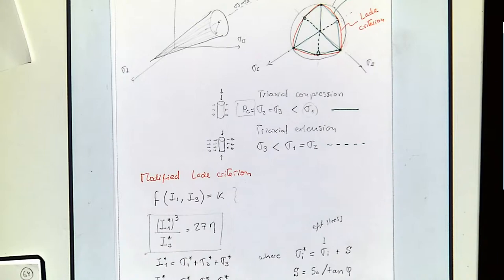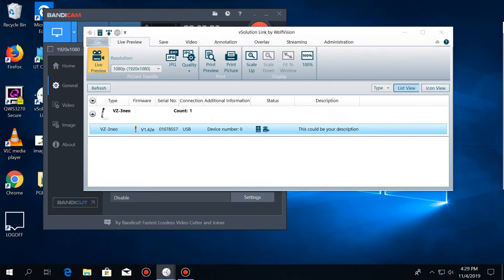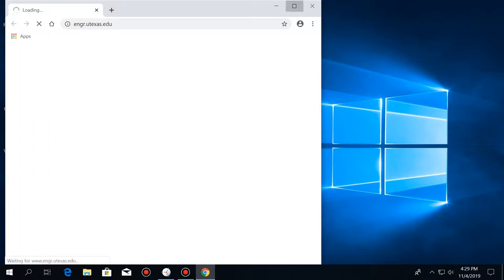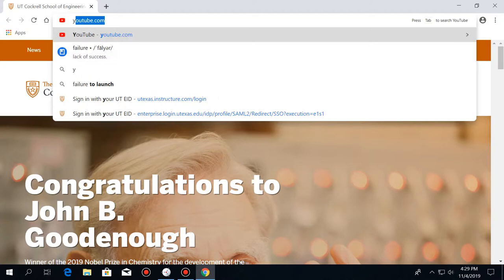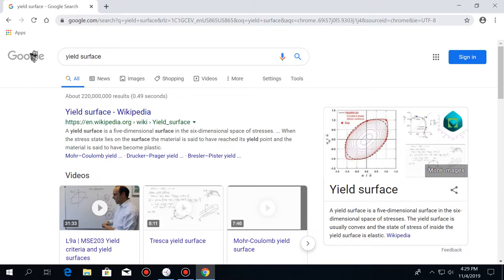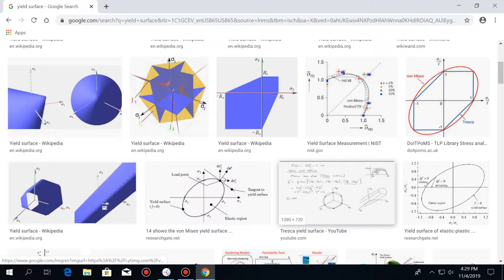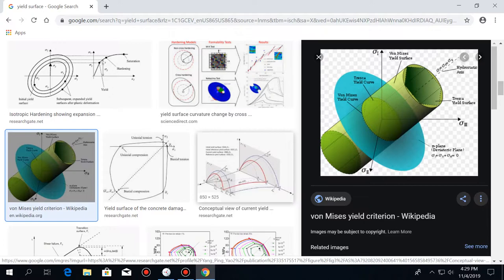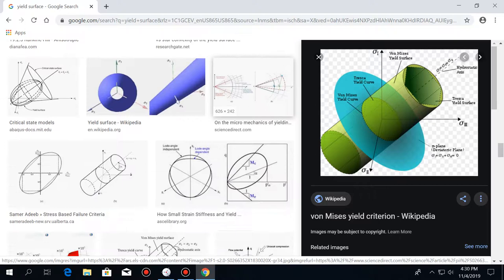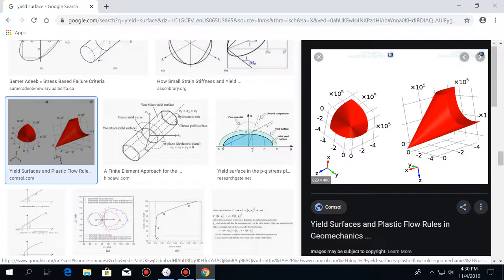Let's see a few images so you get an idea about these failure surfaces. And we'll talk about the one that Professor Zimmer talked about today. So in three dimensions, let me try with yield surface. I think we're going to have better results. Okay, let's try to find a good image. So here is in three dimensions, Tresca, von Mises, around, and those are relatively simple. Let me find another one a little bit more complex. Okay, here now we have Drucker-Prager, so it's a cone.